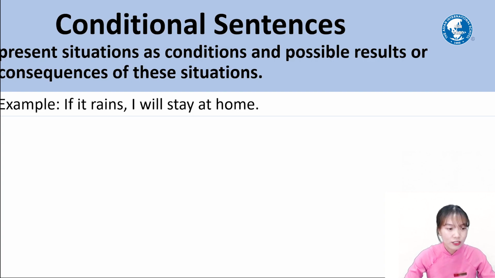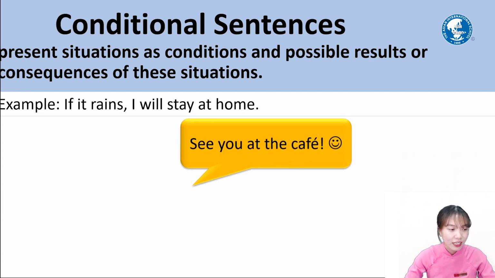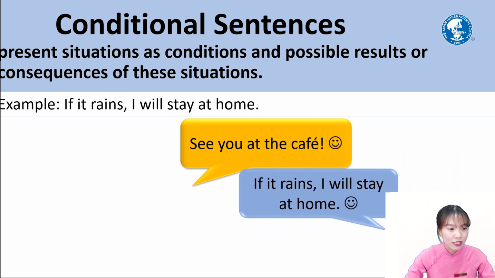Let's imagine a situation that you and your friend are about to meet at a cafe, but then you text your friend back. If it rains, I will stay at home. We can see that in this sentence we have two parts. The first part is the condition, if it rains. And the next part is the possible result, I will stay at home.